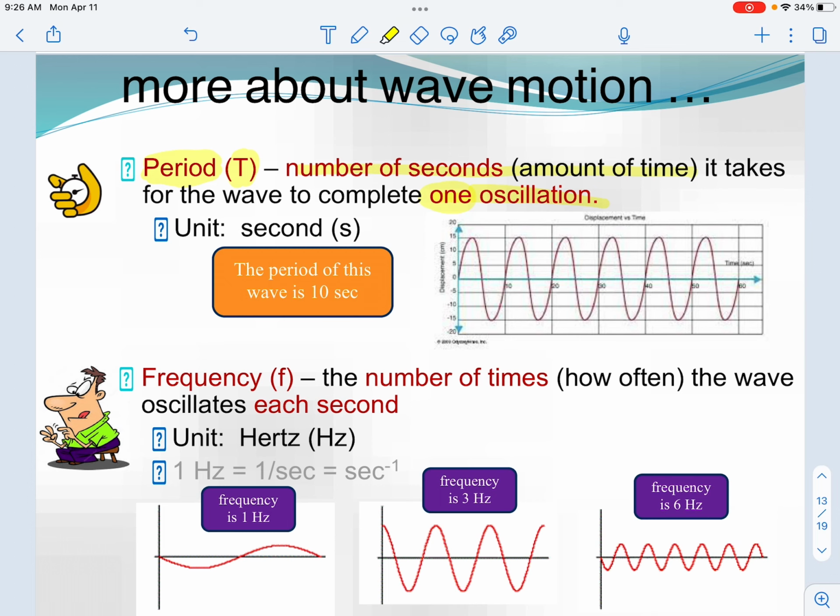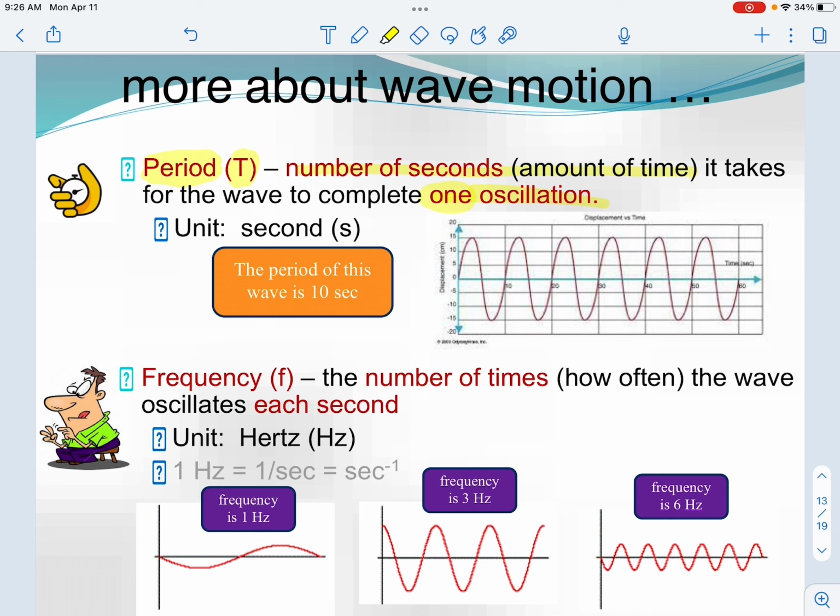My particle might vibrate up and down, left and right, whatever, 1,000 times. I'm not interested in how many seconds it takes for it to oscillate 1,000 times. I'm interested in how many seconds it takes for it to oscillate one time. So we're very specific in this definition.